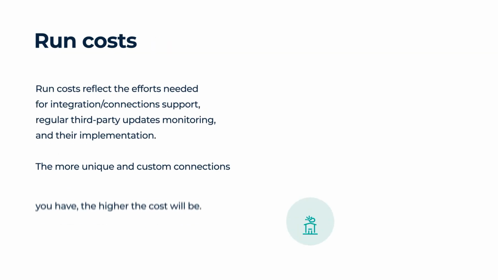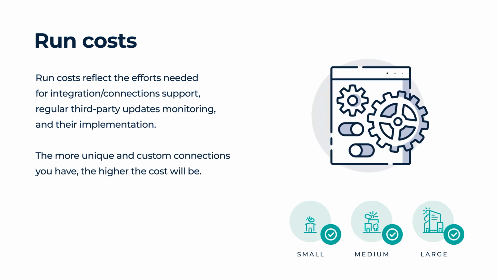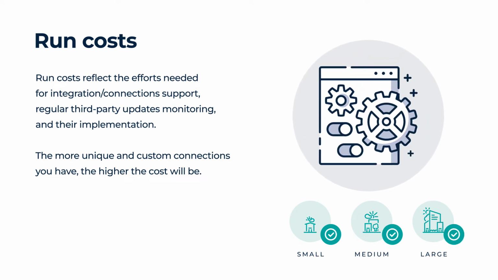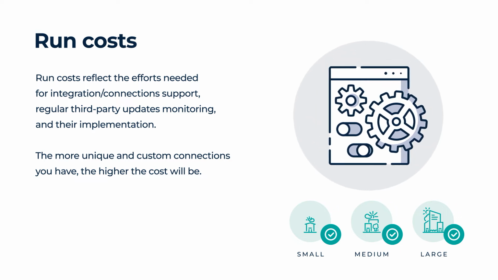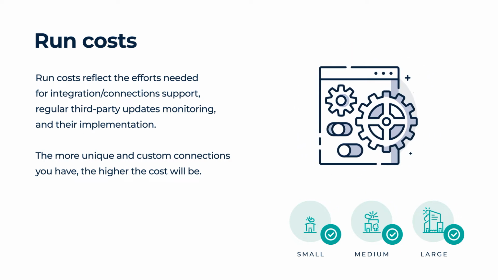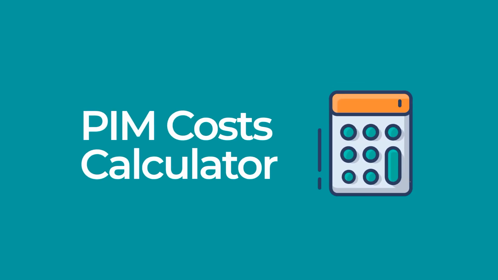Run costs. Run costs reflect the efforts needed for integration, connection support, regular third-party updates monitoring, and their implementation. The more unique and custom connections you have, the higher the cost will be. PIM Price Calculator is a simple tool that gives you an approximate price of a product information management solution depending on your requirements and requests.